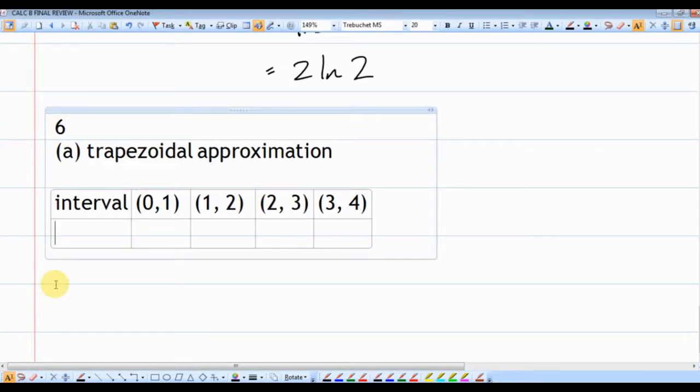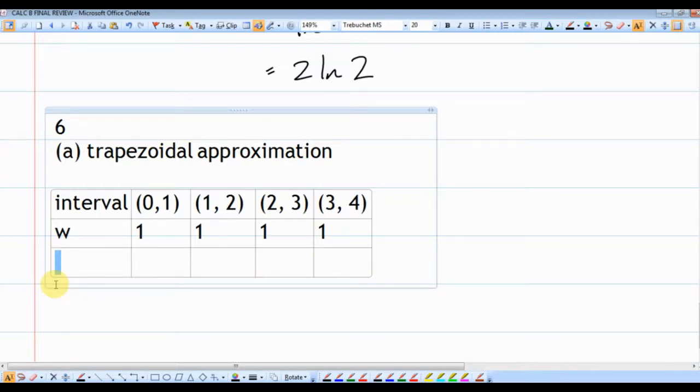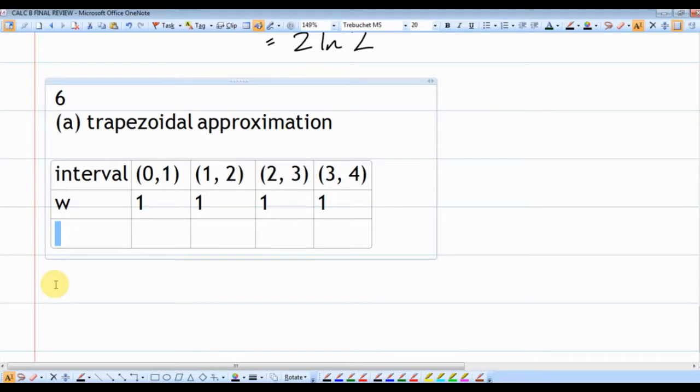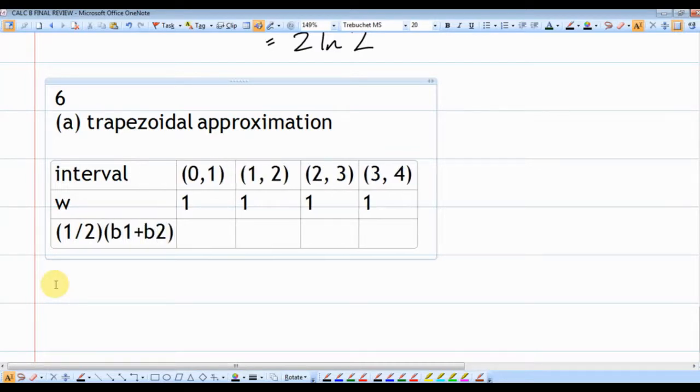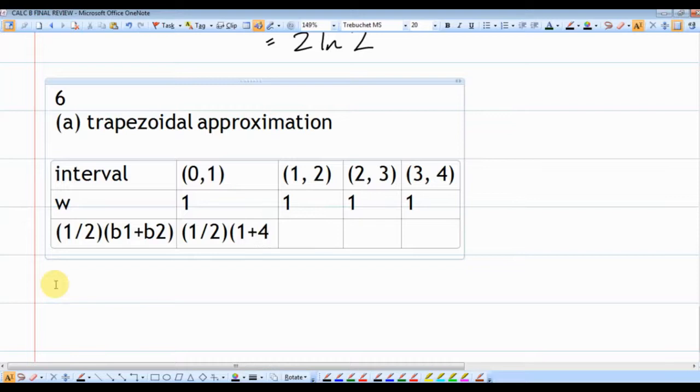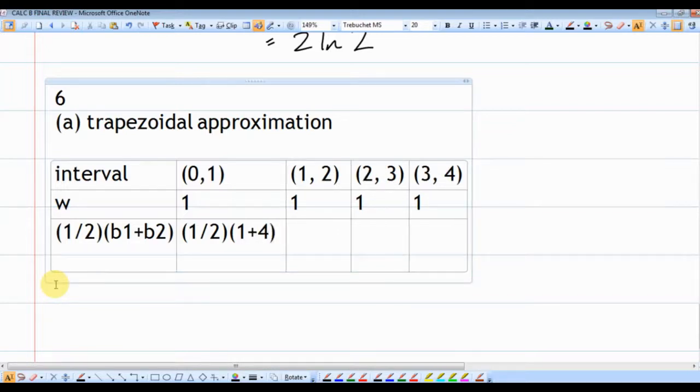Okay, so for a trapezoidal approximation, let's do the width of each one. All the widths are 1, right? And then for the height, remember for the trapezoid, you're going to use 1/2 base 1 plus base 2. So we'll do this first one. It's 1/2 of 1 plus 4, which is 5/2.